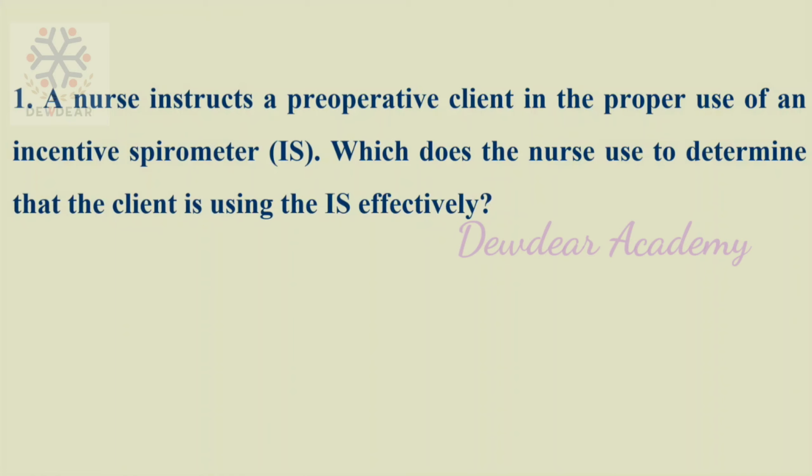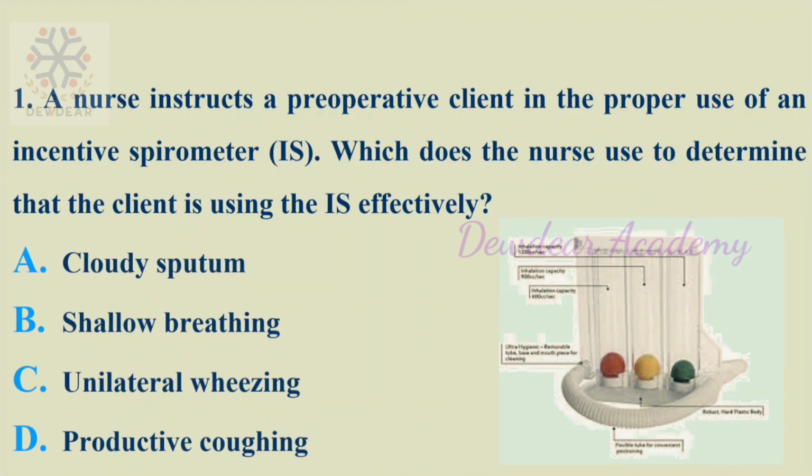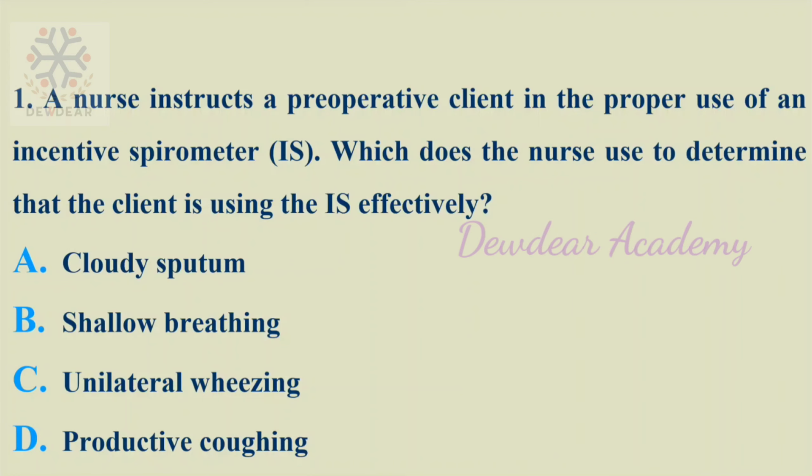First question, a nurse instructs a pre-operative client in the proper use of an incentive spirometer. Which does the nurse use to determine that the client is using the incentive spirometer effectively? Options: cloudy sputum, shallow breathing, unilateral wheezing, productive coughing. So here the correct answer is productive coughing.